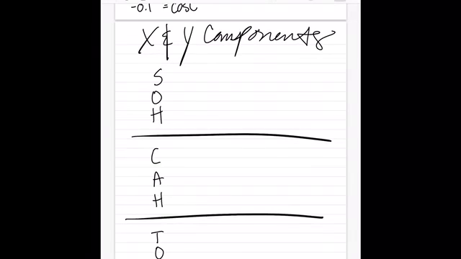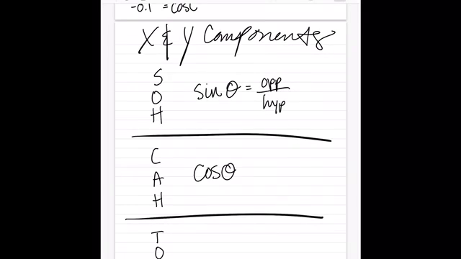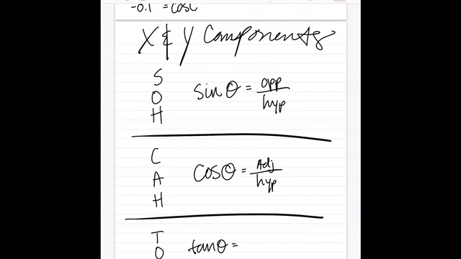All right, so let's talk about what each of these means. S stands for sine. Sine of theta is equal to opposite over hypotenuse. Cosine, C, of theta is equal to adjacent over hypotenuse. And then tangent of theta is equal to opposite over adjacent.